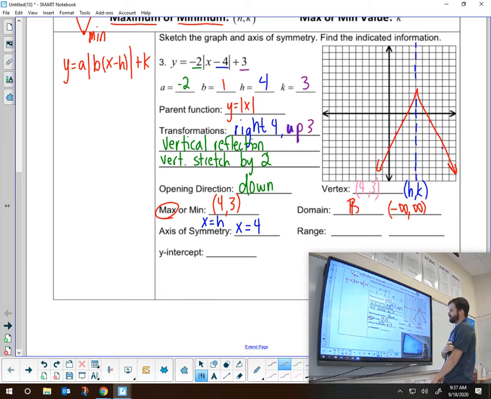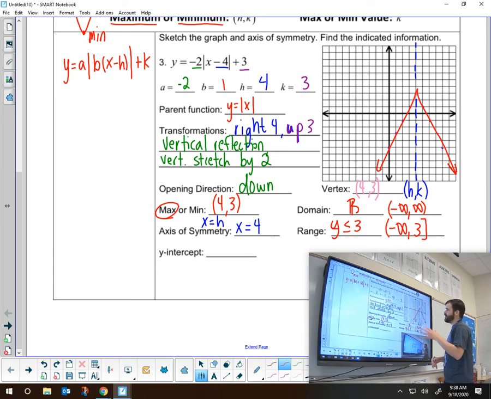My range, though, I have a maximum. I have a maximum number that my range can hit, and that's what we talk about when we say the range. So it's going to start from -infinity, but it's going to hit that point, and my maximum is going to be at 3. That's the highest point. So we're going to say y is less than or equal to 3, or we can write it as negative infinity to 3 with the bracket like that, because it's everything up to that point.